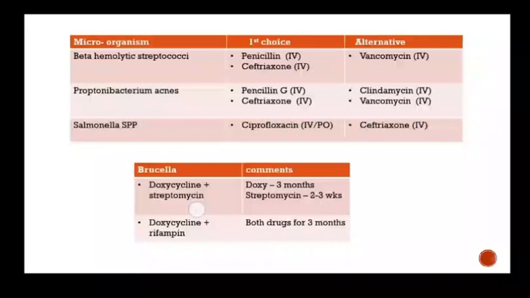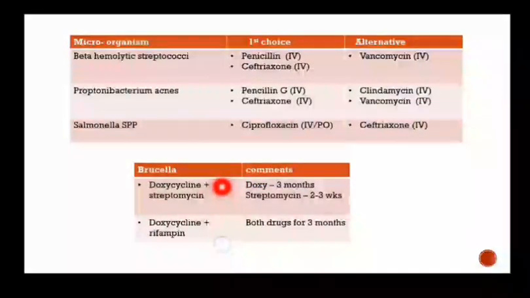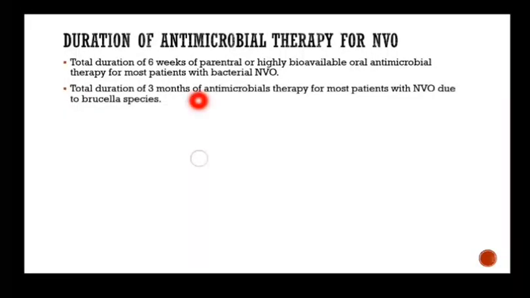form. In Brucella species, the first line choice is doxycycline plus streptomycin. The duration of doxycycline is 3 months and the duration of streptomycin is 2 to 3 weeks. And when we use doxycycline plus rifampin, both drugs are to be used for 3 months. So the duration of antimicrobial therapy for bacterial native vertebral osteomyelitis, the total duration is 6 weeks of parenteral antimicrobial therapy. And for Brucella species, the duration of antimicrobial therapy is 3 months.